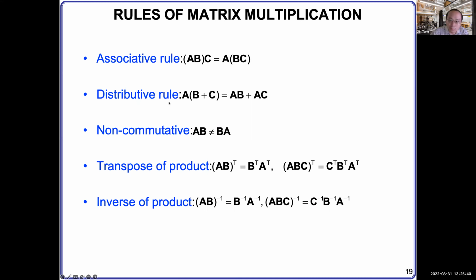Another one is called the distributive rule. If we have A times (B plus C), we can multiply them separately: A times B plus A times C. That's also fine. The third one is the non-commutative rule. A times B is not necessarily equal to B times A. Sometimes they are equal, for example when they are inverses giving the identity matrix, but not always. Also, when you do this multiplication, you need to make sure that the dimensions are matching. If they are not matching, they are not allowed to multiply with each other.